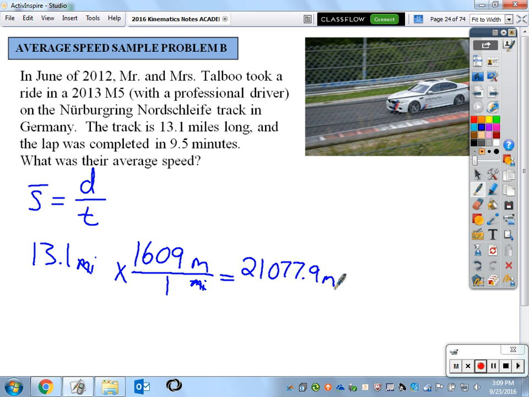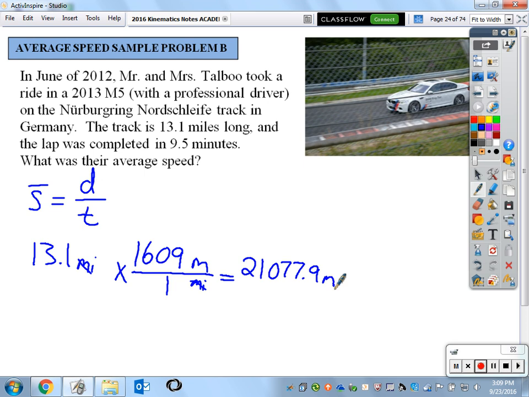21,077.9, and that is in meters. For those of you that are quick on the uptake, what does that express in kilometers? 21 kilometers, 21.078 is around that. Okay? That would be in kilometers. So that's in meters, which is good, which is the way we need it.